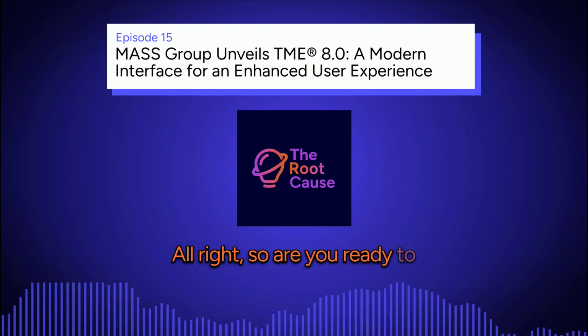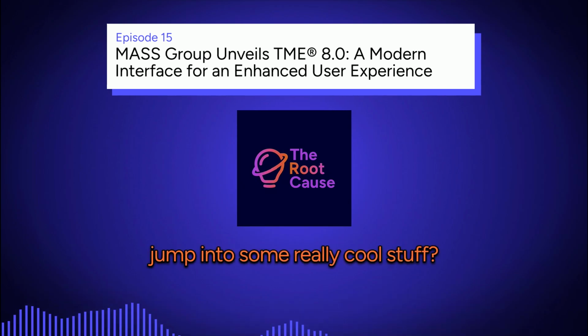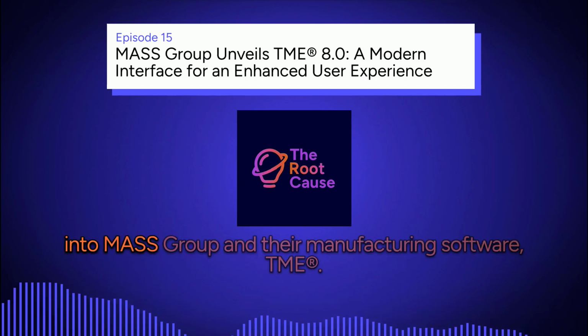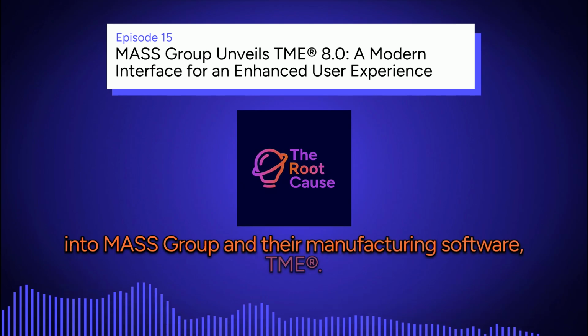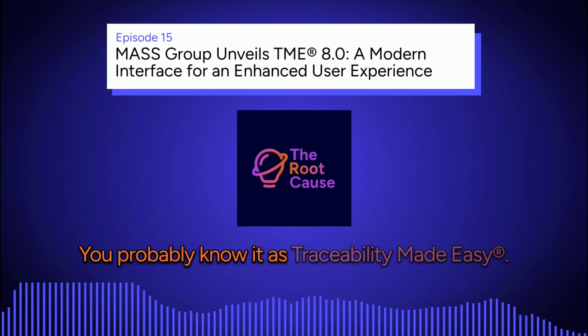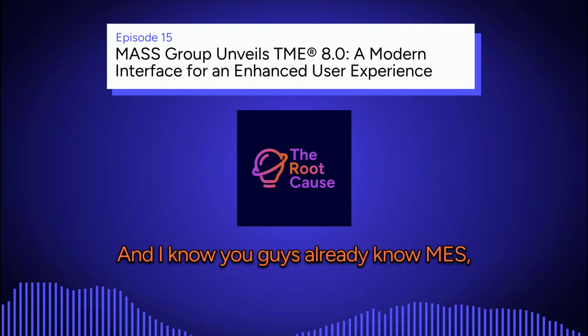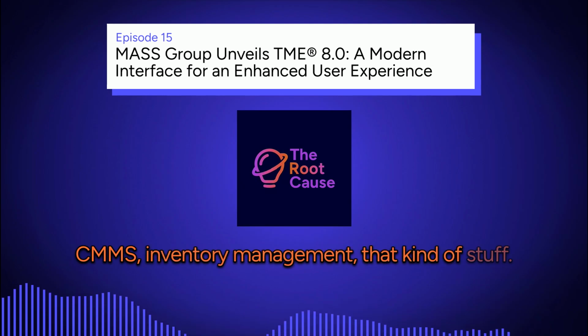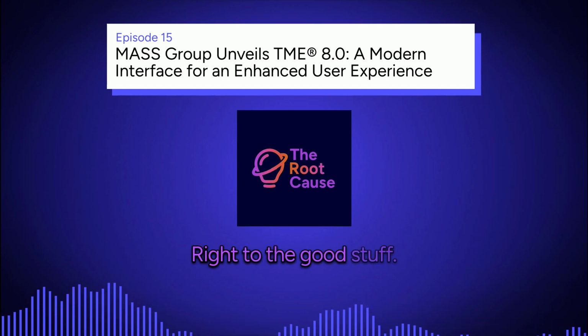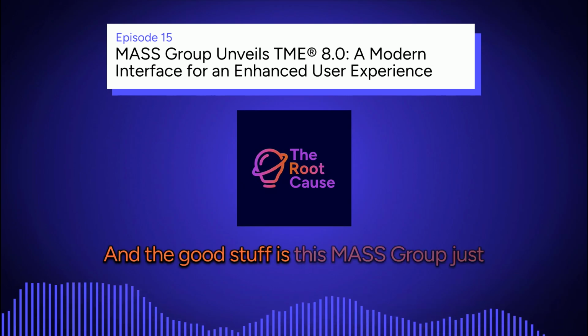All right, so are you ready to jump into some really cool stuff? We're going to be taking a deep dive into Mass Group and their manufacturing software, TME. You probably know it as Traceability Made Easy, and I know you guys already know MES, CMMS, inventory management, that kind of stuff, so I'm not going to bore you with the basics. Right to the good stuff. Exactly. And the good stuff is this.